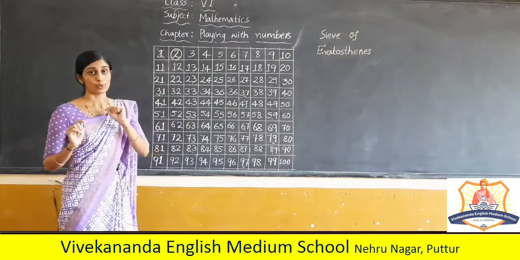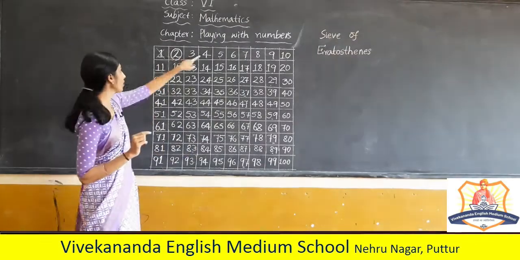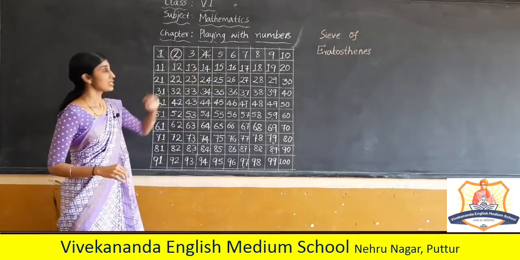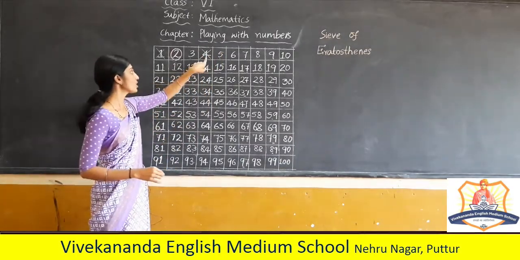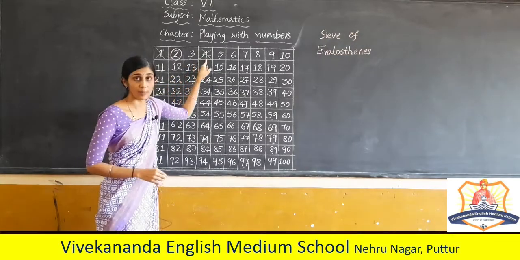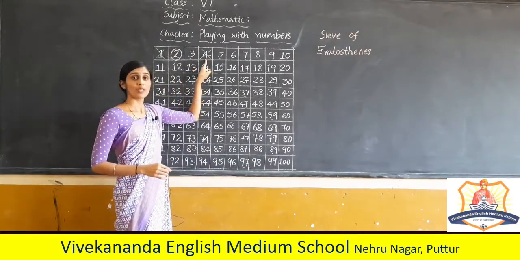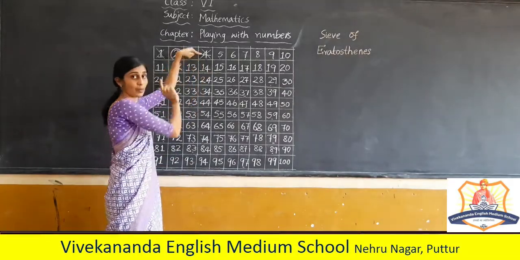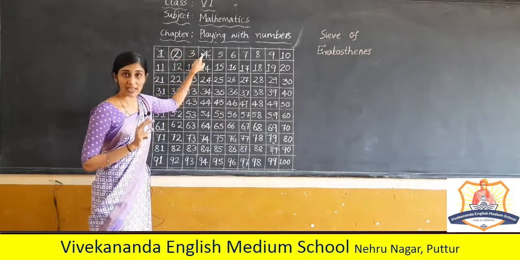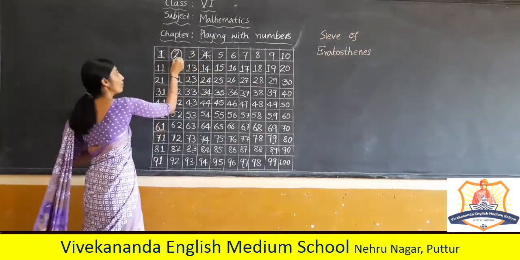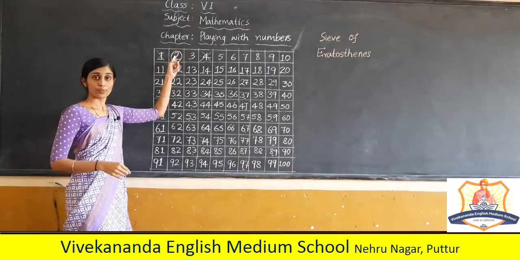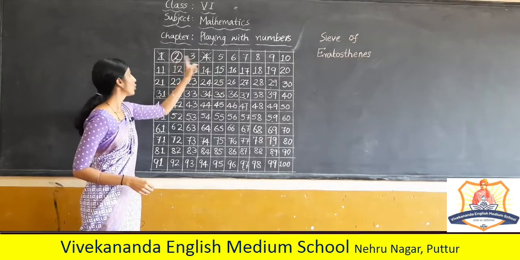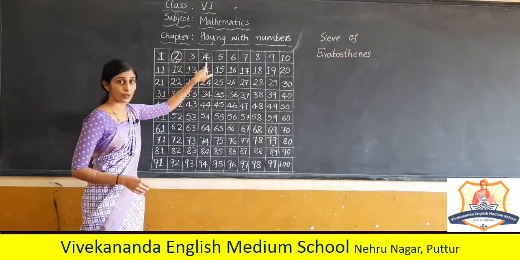2 ones are 2, 2 twos are 4. So, the next number I should mark with the cross mark is 4. Why is it? Because it shows that it is a composite number. How do you tell this as a composite number? It has got two factors, 1 and the number itself. Other than these two factors, it has got one more factor, that is 2. Because 4 is the multiple of 2, 2 is the factor of 4.